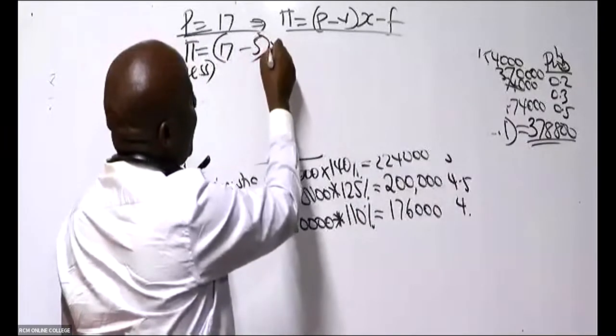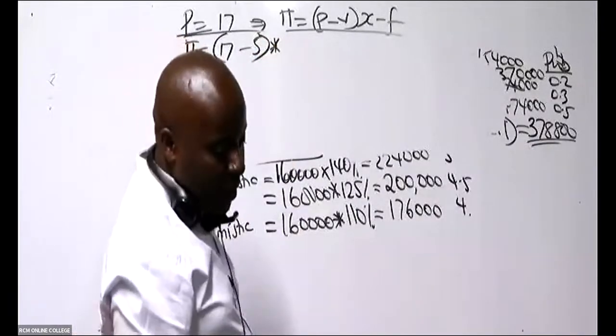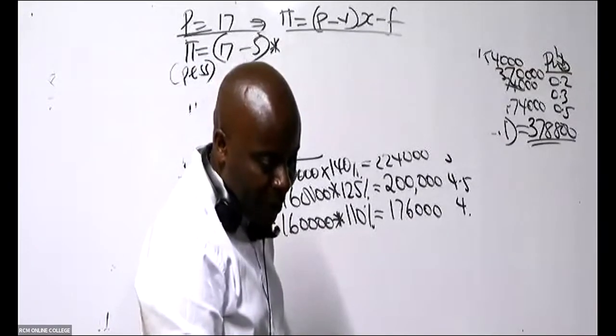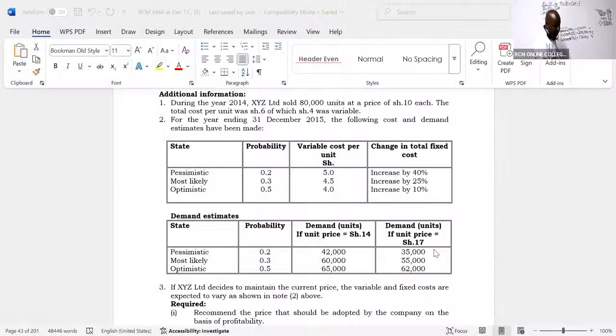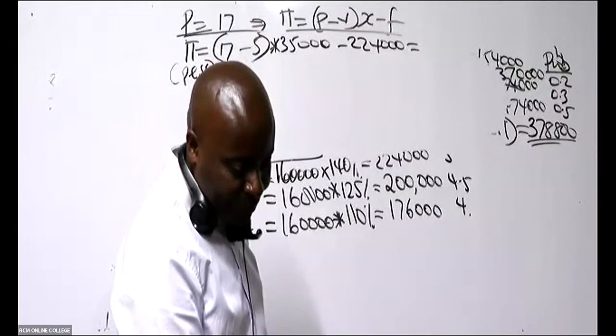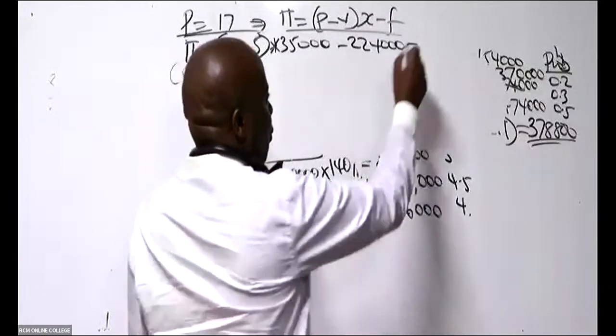If you're charging 17, then the pessimistic demand is 35,000, isn't it? Pessimistic demand is 35,000. And then we have the pessimistic fixed cost, which is 224,000. Could you be kind enough to give me this answer, the first one? 196,000. Thank you so much.